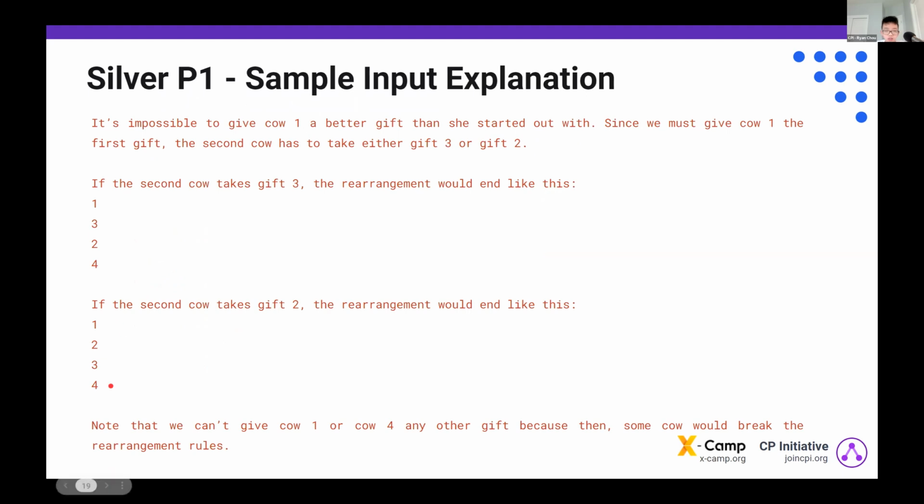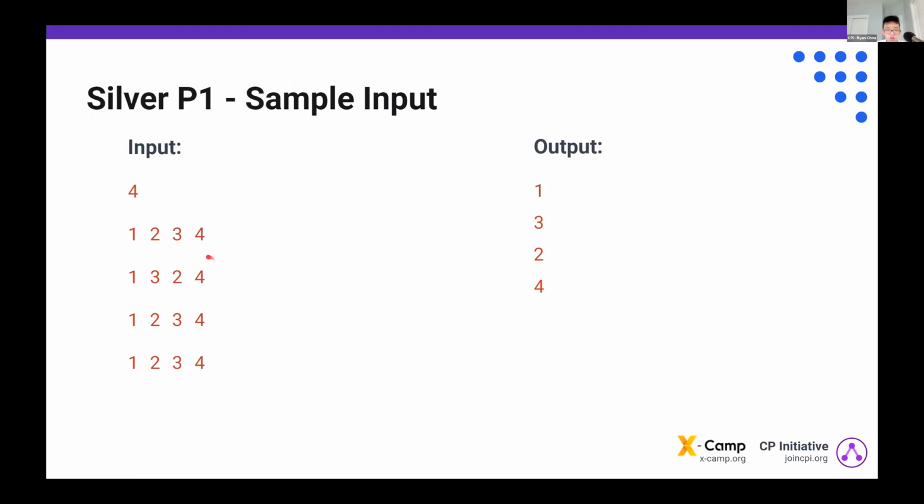So it says 1, 2, 3, 4. And obviously this cow would rather have 3 than 2 because they want it more. So that's why the output is 1, 3, 2, 4. And the same thing for 4. If we give cow 4 another gift, then some cow here wouldn't have a gift to choose.